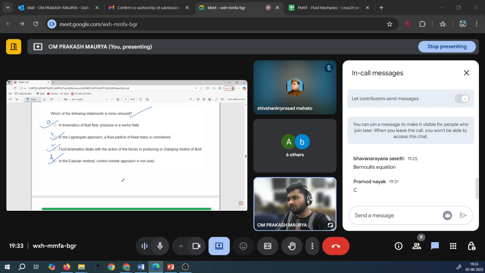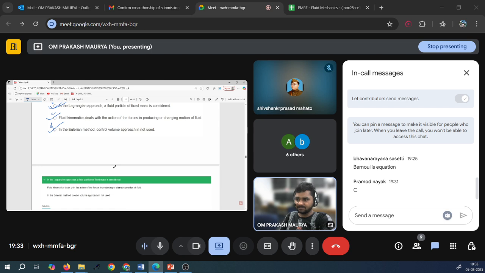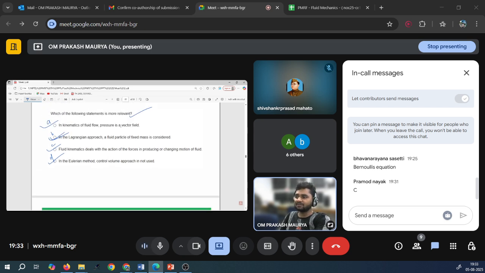So yes, your option B is correct only. In the Lagrangian approach, a fluid particle of fixed mass is considered. In fluid dynamics, not kinematics, you consider the action of force. Remember, please, in fluid dynamics, not kinematics. In fluid kinematics, the pressure is a vector field, this is also not correct. And in the Eulerian method, control volume approach is not used. No, control volume approach is used. This is also wrong because here 'not' is given.